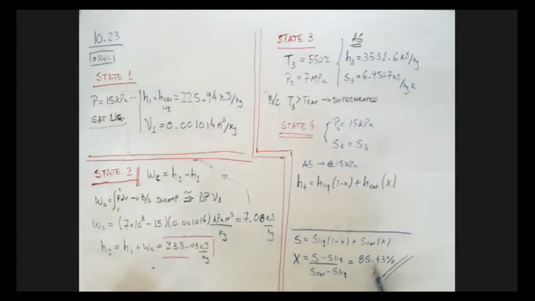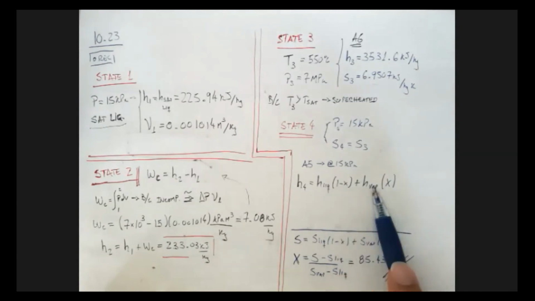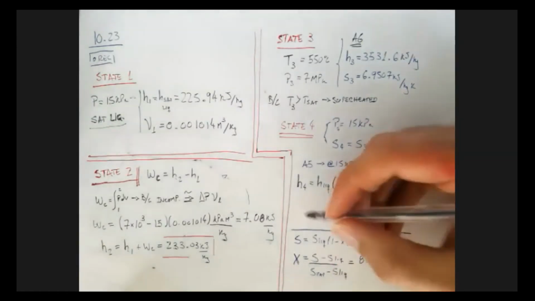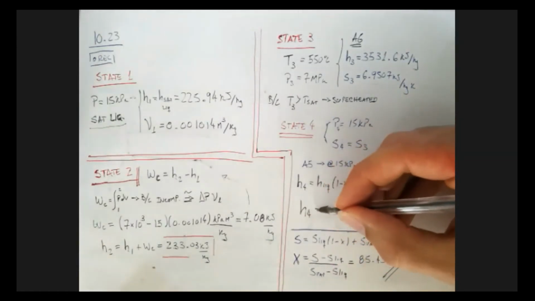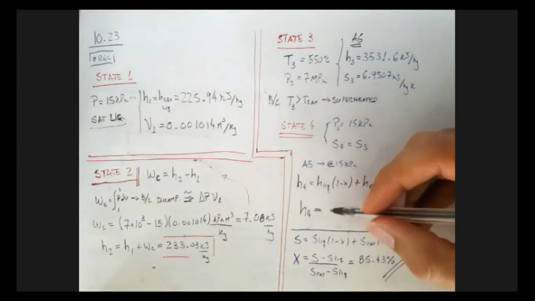Now that we know x, we can go and plug it in here, right? H of liquid we have from the table, H of vapor we have from the table, and x we just grabbed, it's going to be 0.8543. So my enthalpy for state 4 is 2252.